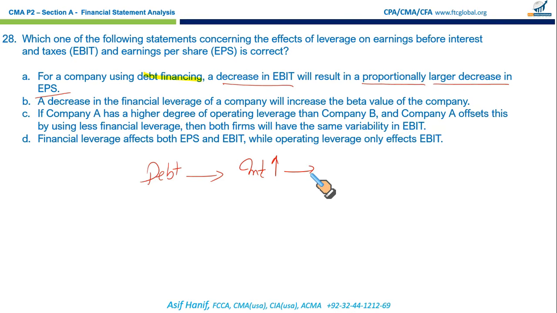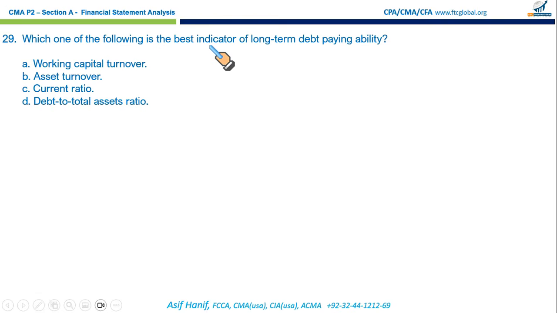This interest expense reduces your earning before tax. This reduction in EBT results in a lower amount of money available to the shareholders, so EPS falls. Right? So an increase in interest reduces the money available to the shareholders. So for a company using debt financing, a decrease in EBIT will result in a proportionally larger decrease in EPS. That's the correct option.